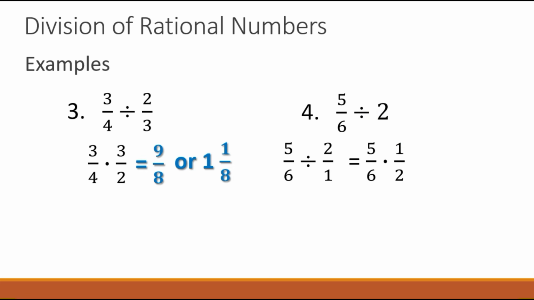Then look for numbers that can be cancelled. So 5 and 2 we don't have, 1 and 6 we don't have. So multiply. 5 times 1 is 5, and then 6 times 2 is 12. 5 over 12 is already in the lowest term.